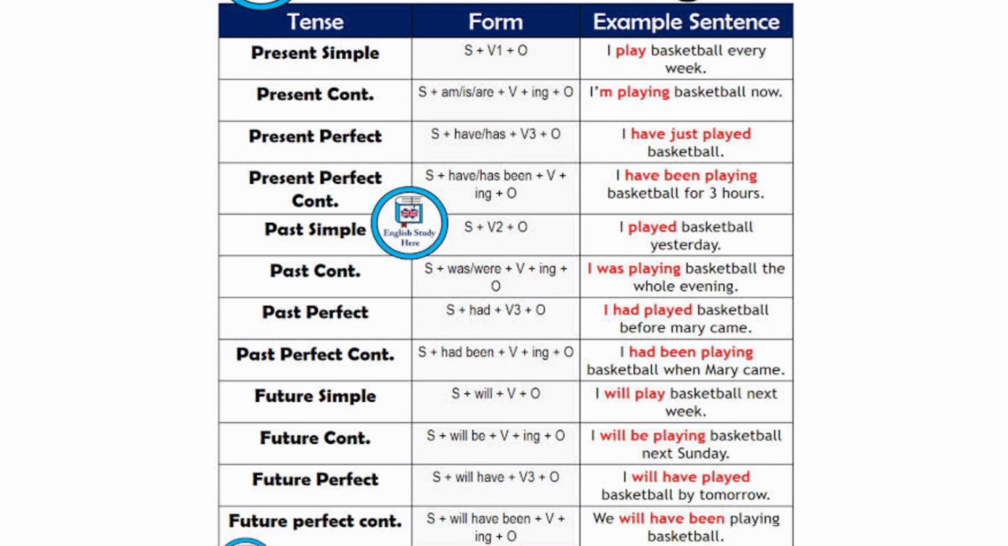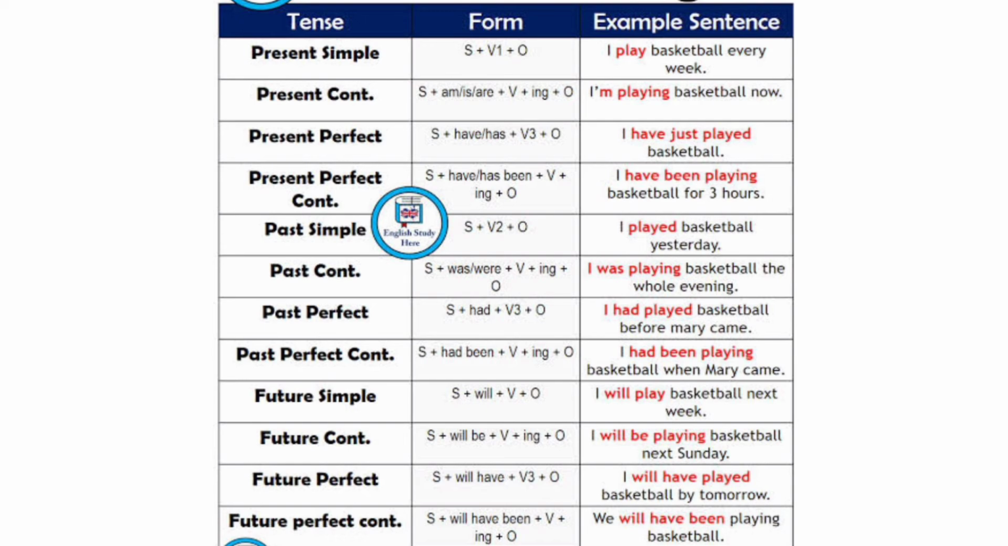And next is past continuous tense. The form of the sentence in the past continuous tense should be subject plus was or were plus verb plus ing plus object. Here we use the auxiliary verbs either was or were according to the subject because it is the past tense. I was playing basketball the whole evening. Here we used the ing form of the verb plus was or were, the auxiliary verbs either was or were according to the subject of the sentence.